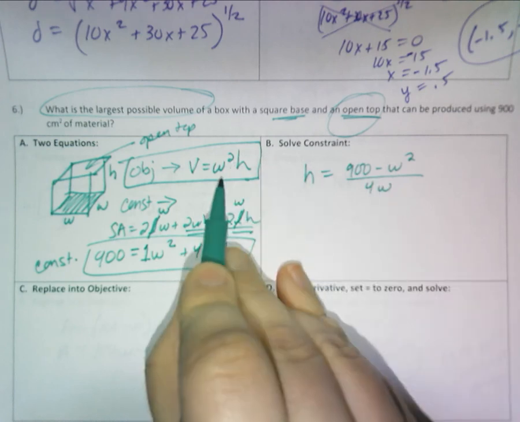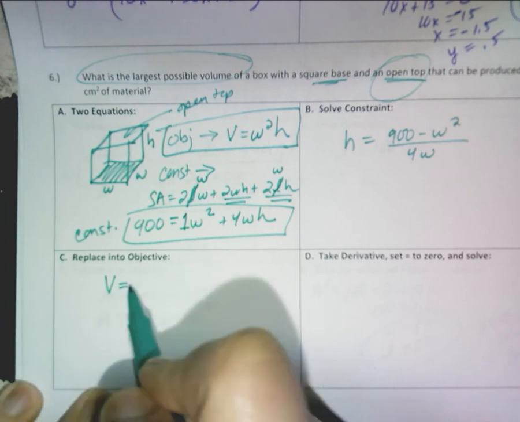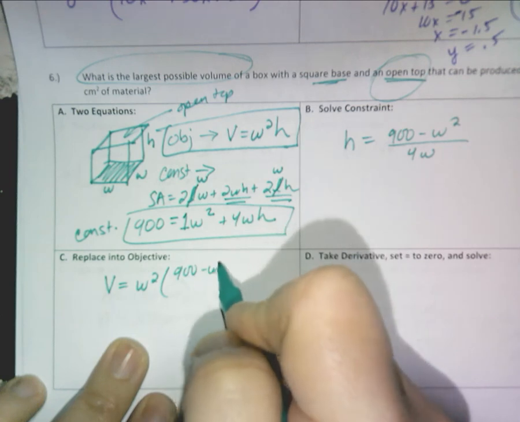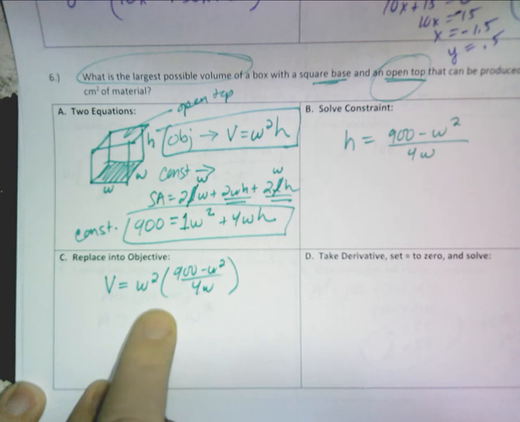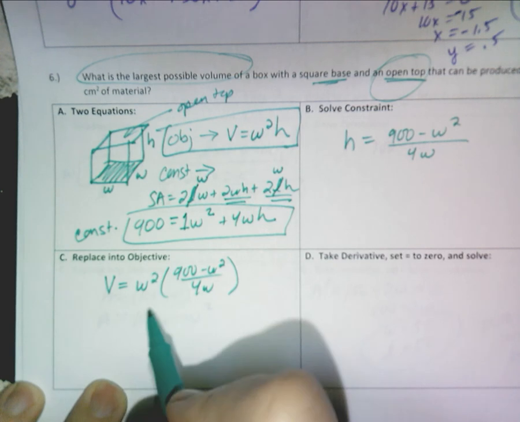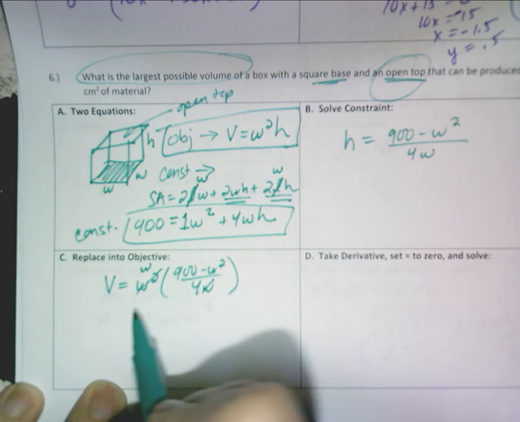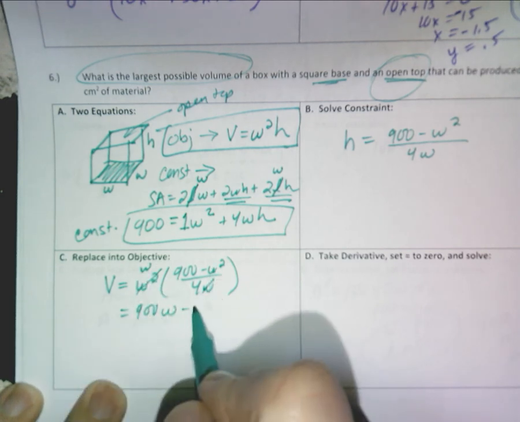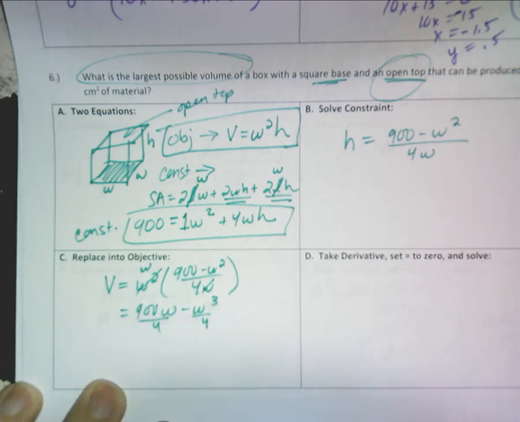I'm going to take that and replace it into the objective, replace that in for H. So now my formula looks like this: W squared times H. Well, H is 900 minus W squared divided by 4W. And I'm going to simplify this as best I can because remember, you got to take a derivative, and I do not want to do product quotient rule. No way. So let's see. I can get rid of a W and have a W right here. W times 900 is 900W. W times W squared is W cubed. I'm going to divide each of these by 4 because remember, when you have a fraction, you can separate it.